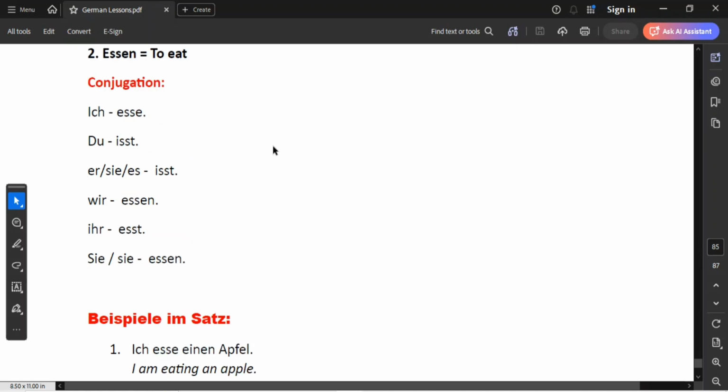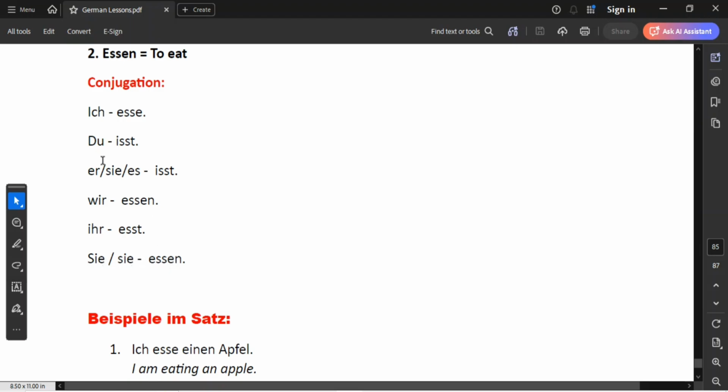Now, I want us to go ahead and look at an example where e changes to i, and I'm going to use this example which is essen, and essen means to eat. So let us look at its conjugation. Ich esse, du isst, er isst, wir essen, ihr esst, sie essen.